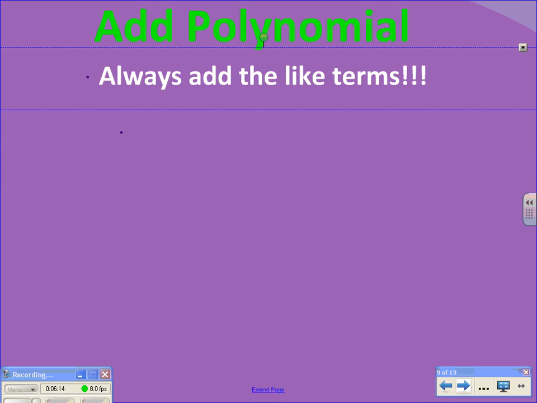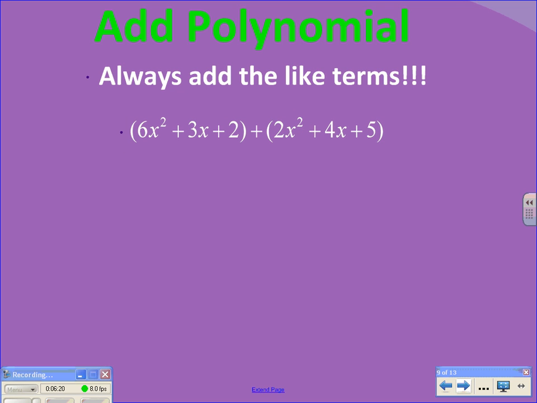Add polynomials. Always add the like terms. To add the like terms, we have to get the matching variables, which would be 6x squared plus 2x squared. People might get confused and add the exponents, which you don't. You keep it the same. All you do is add these two, which would be 8x to the exponent of 2.